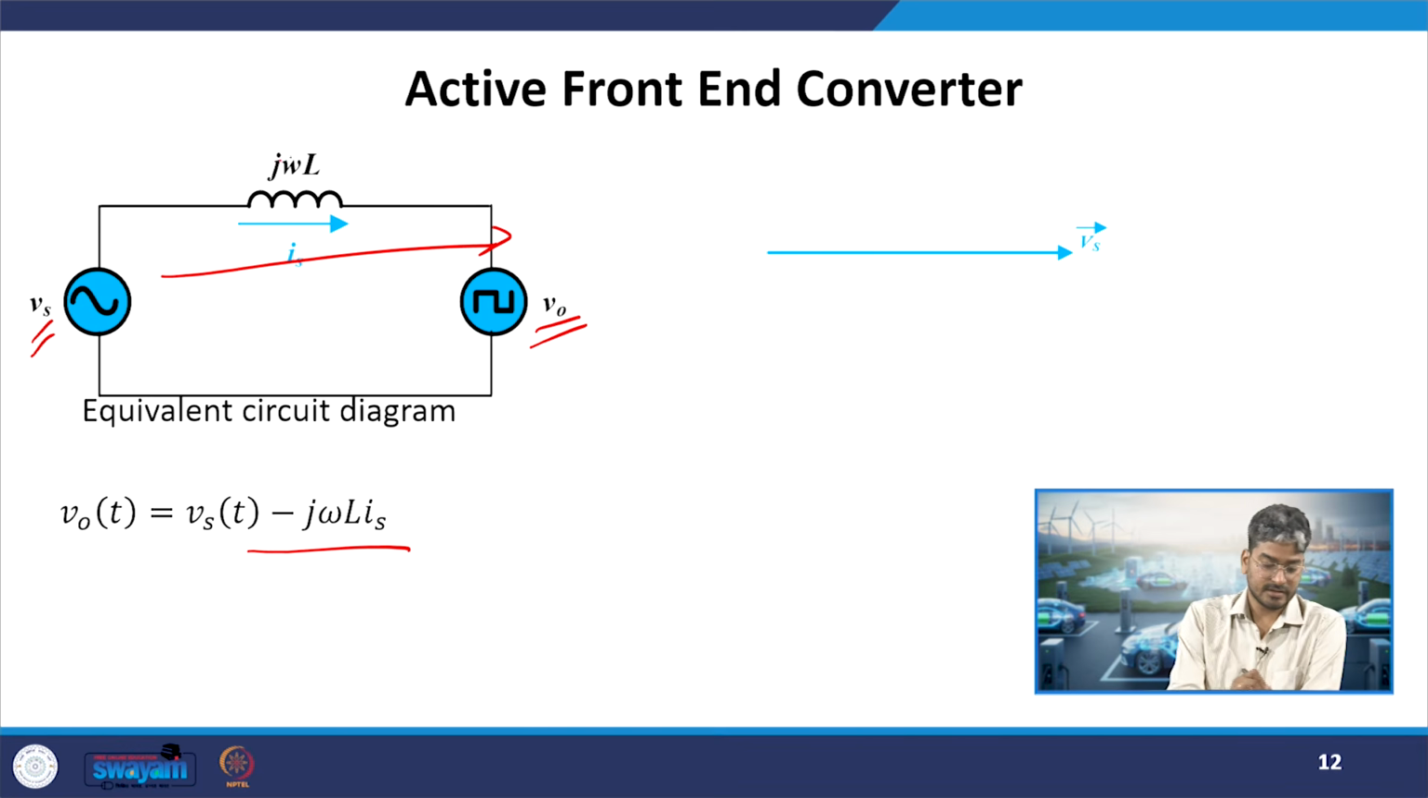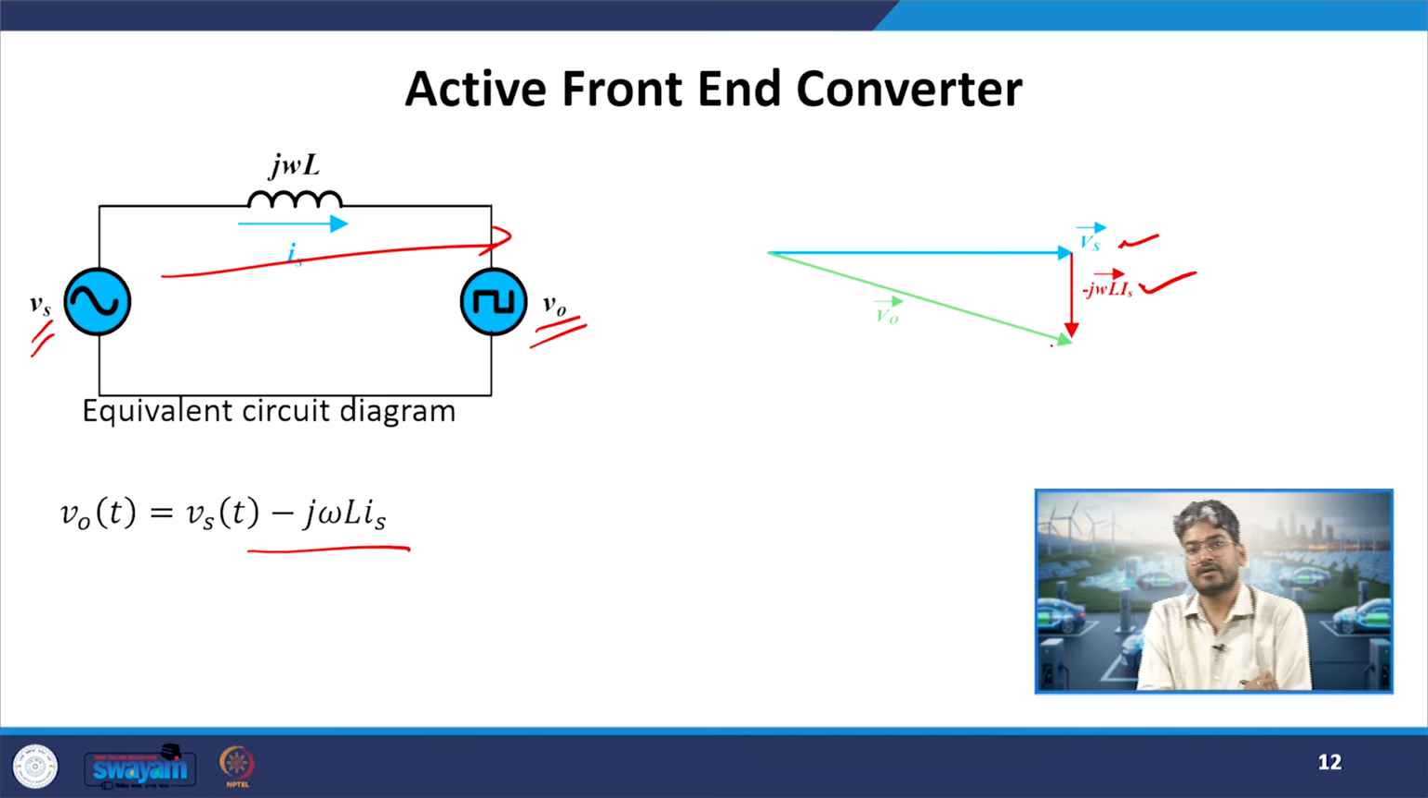Okay, so what is this inductor? It is your interconnecting inductor or the filter inductor which will be present in the circuit. Now in the vector diagram, we have Vs over here. We have seen that this j omega Ls is on the lagging side, so it will be in this way. And the output voltage will be lagging the supply voltage.